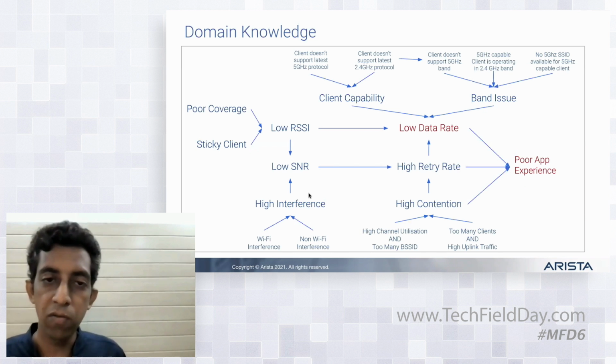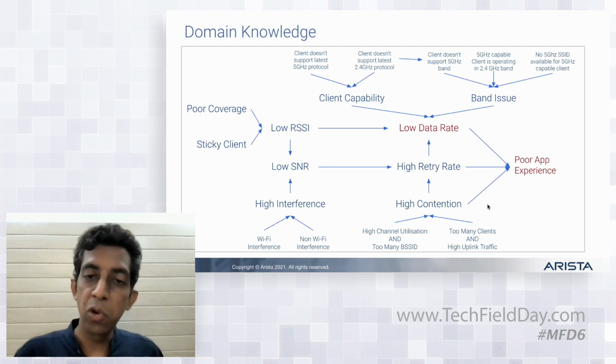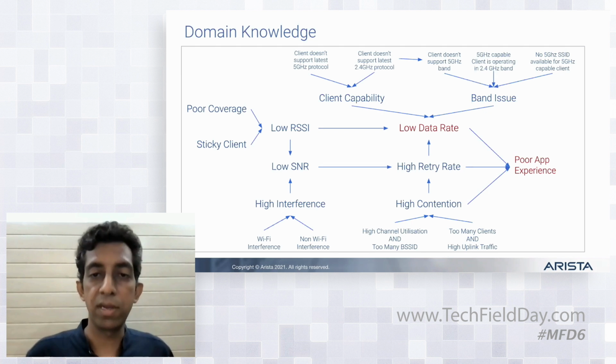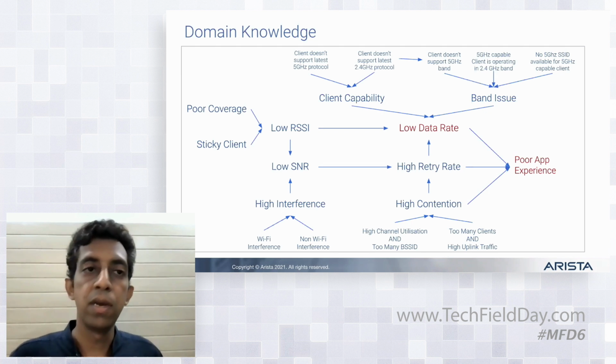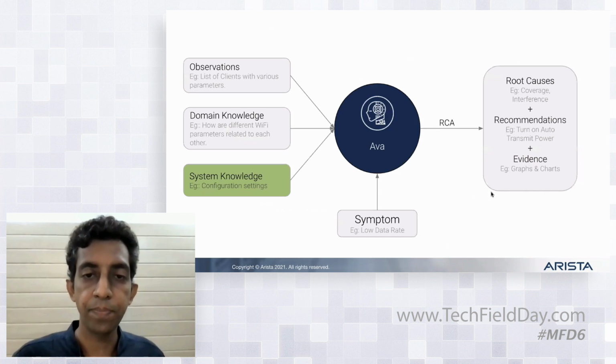Now, if we move on, let's talk about the domain knowledge. This is something that all of you are aware of, and this is not an exhaustive diagram, but it gives you an idea. You know that when a client is facing poor app experience, that can be due to low data rate, high data rate, or high contention, which in turn can be due to low RSSI and other factors. So this is domain knowledge that's built into Ava, and that's something that a Wi-Fi expert also knows.